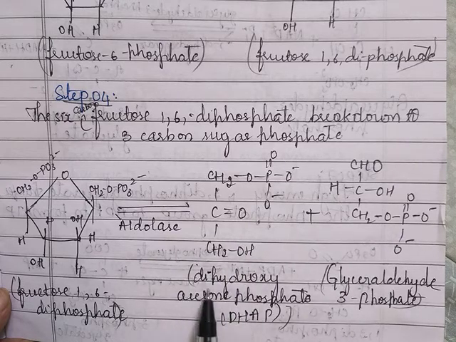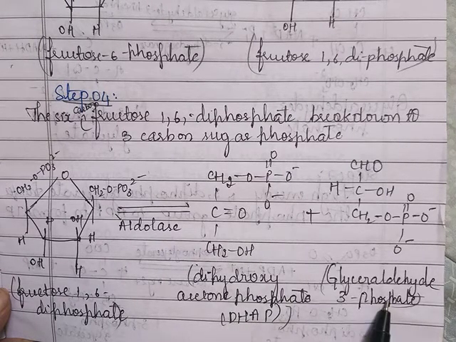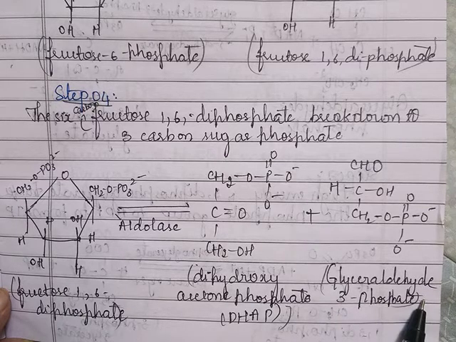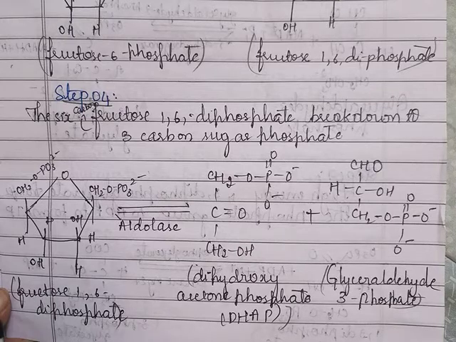So the first one is dihydroxyacetone phosphate, which is called DHAP, and one more is the glyceraldehyde 3-phosphate. Okay, so the fructose 1,6-diphosphate breaks down into a 3 carbon sugar phosphate.